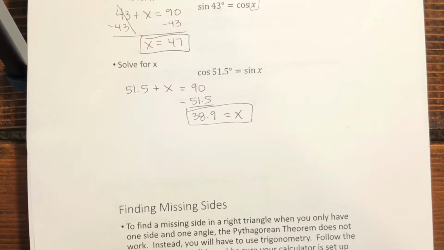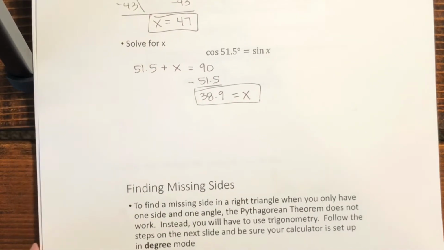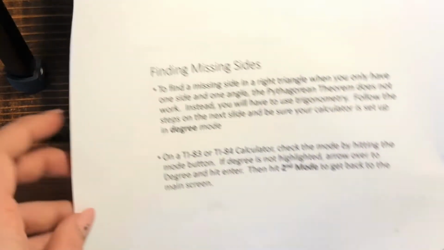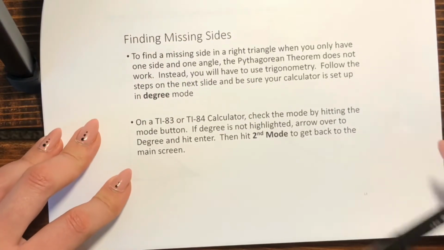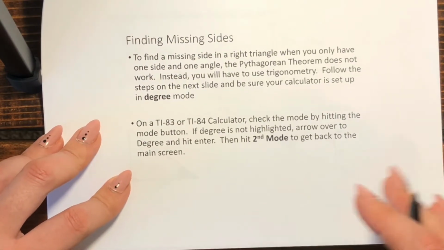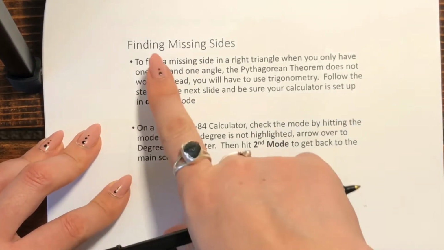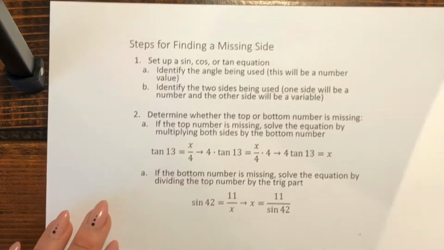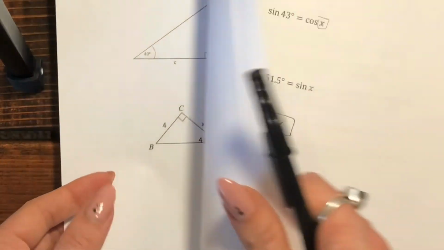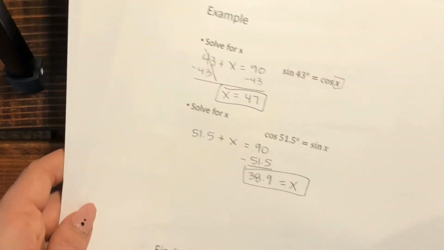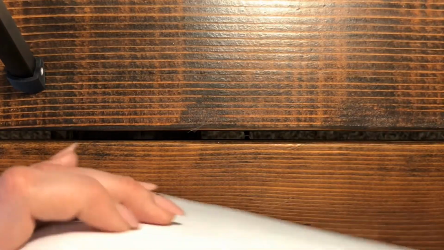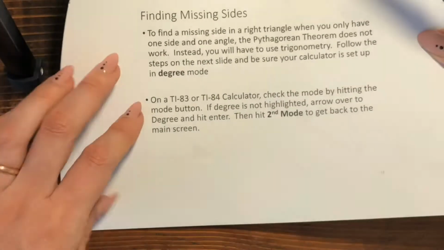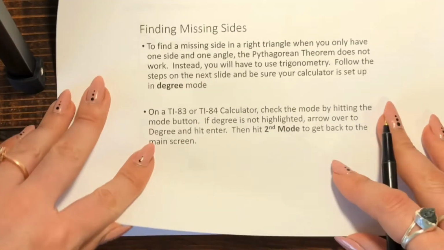Hey, so now we're going to get into the actual meat of our SOHCAHTOA stuff, our trigonometry stuff. And that is two different types of problems. One is finding missing sides in a triangle, and the other type of problem is finding missing angles. So today we're just going to look at missing sides. We're not going to do all of it at once because it might be confusing to do both at the same time.